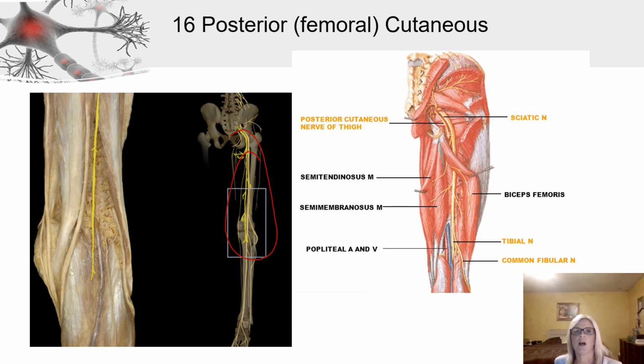This is a sensory branch from the sacral plexus, S1, S2, and S3, and it supplies the posterior thigh, buttocks, and the posterior scrotum or labia, depending on if you're a male or a female.